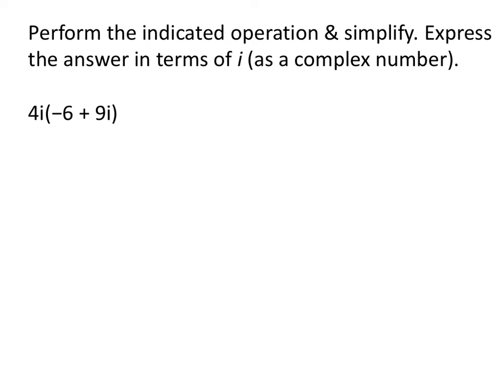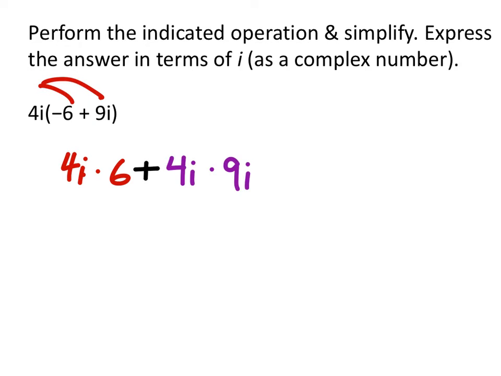Perform the indicated operation and simplify. We got multiplication on this, and this is 4i, which we are going to need to distribute into the parentheses. So 4i times negative 6 would be negative, what the heck, let's show all of it. So that'd be 4i times negative 6, and then we're going to add. We also distributed the 4i times the 9i.